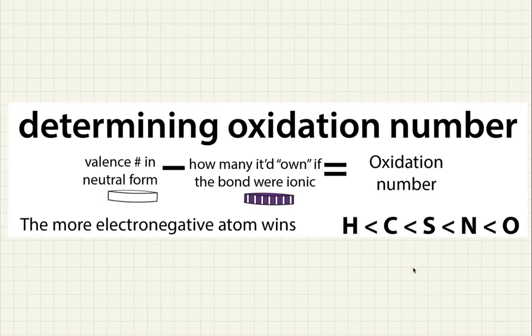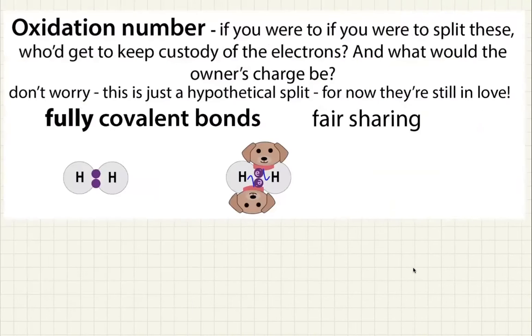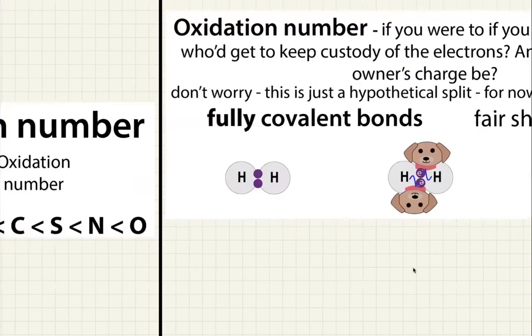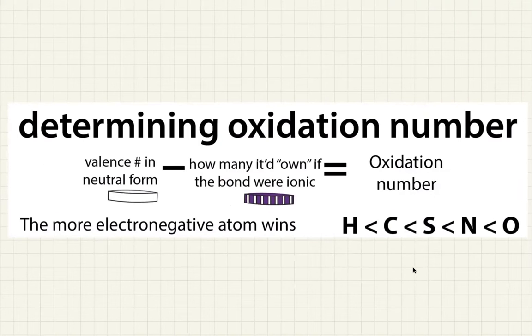And to determine how many electrons it would own if the bond were ionic, you have to look and see what's more electronegative. The more electronegative atom wins. So remember we said that oxygen is going to be pretty much the most electronegative one we're going to talk about, and then hydrogen is going to be the least. So the reason why I have these poker chips, we'll see this in a minute, is that this is one of the analogies that you can use in order to kind of think about this.